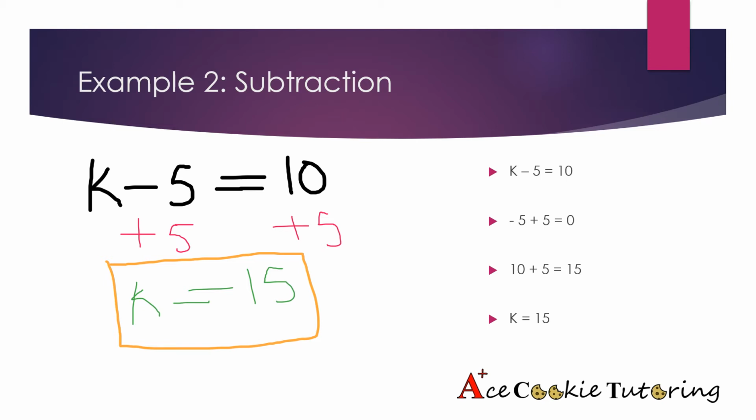So I add 5 to the left side because -5 plus 5 gives me 0, so k is by itself. And then I add 5 to the other side, so 10 plus 5 is 15. So the final answer is k is equal to 15. And I've tried to color code all of my handwriting so you can follow it slide by slide. And then again, I've typed out all the steps on the right side for you.